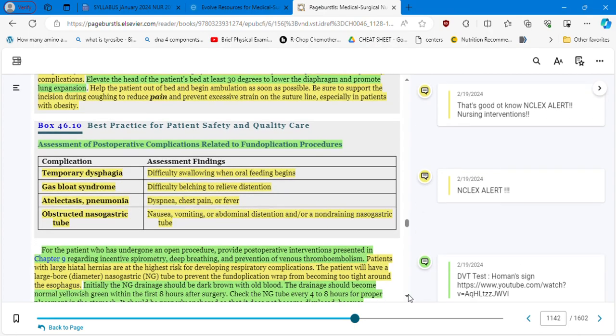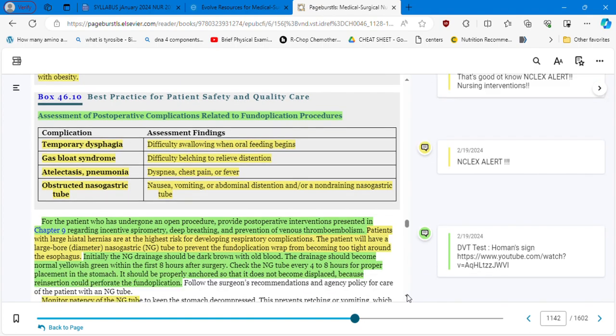Now we have best practice for patient safety and quality care: assessment of post-operative complications related to the fundoplication procedure. And again, the fundoplication is the wrapping of the fundus, the part of the stomach, around the LES, the lower esophageal sphincter. So what complication?